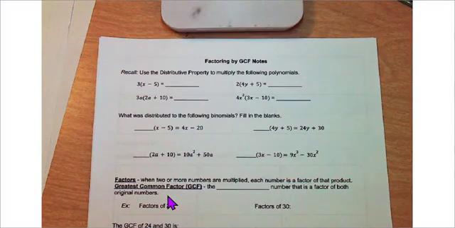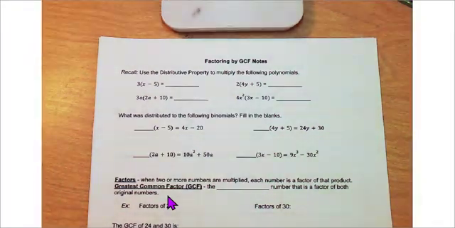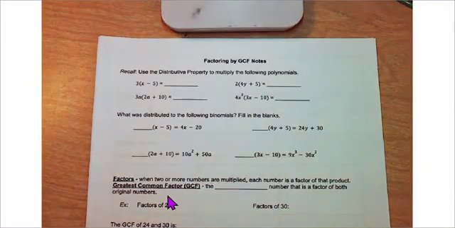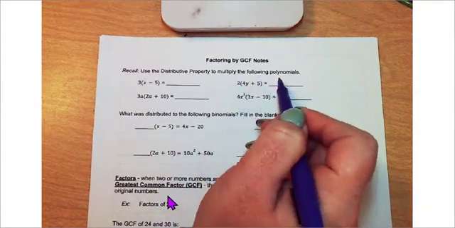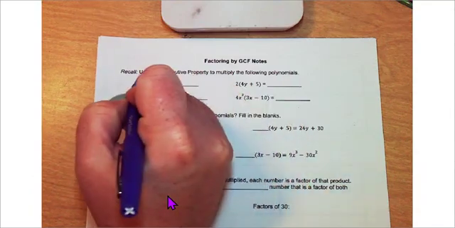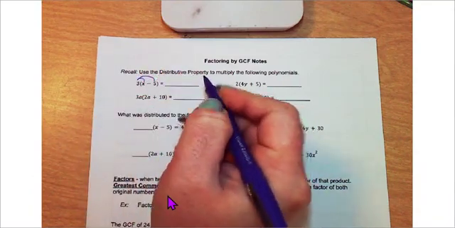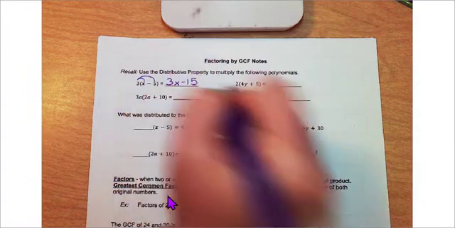Today we're going to look at factoring by your GCF. Okay, so if I were to think back to when we learned the distributive property, and if I were to ask you to use the distributive property to multiply these, you would take this 3 times your x, take your 3 times your negative 5. You would end up with 3x minus 15.